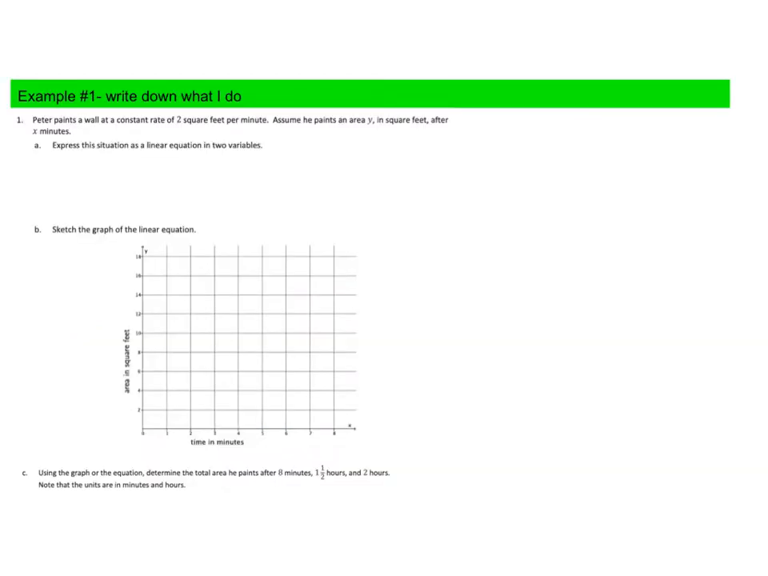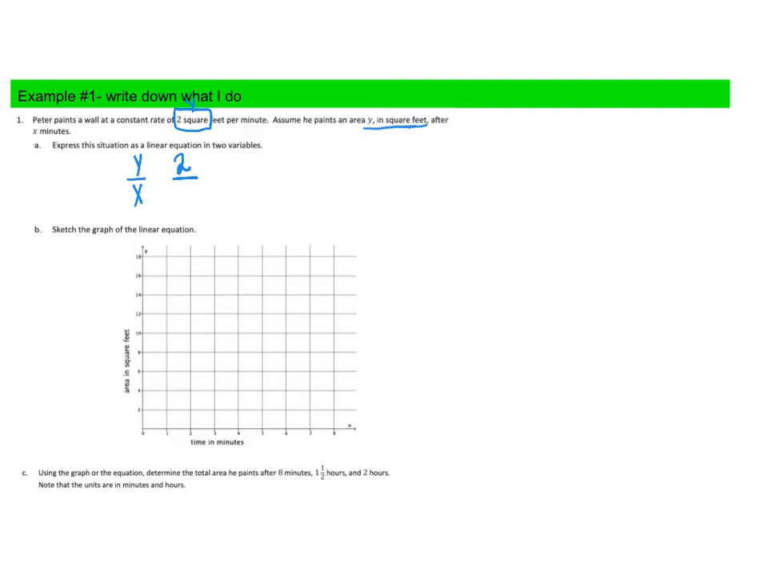All right, so for our first example, please write down everything that I write down. It says Peter paints a wall at a constant rate of 2 square feet per minute. Assume he paints an area y in square feet after x minutes. So I'm going to write this linear equation with two variables. I'm going to do y over x. Okay, got my two variables. And y is my square feet. Well, how many square feet does he paint? 2, so this is my y.